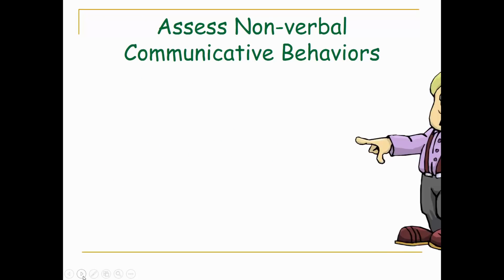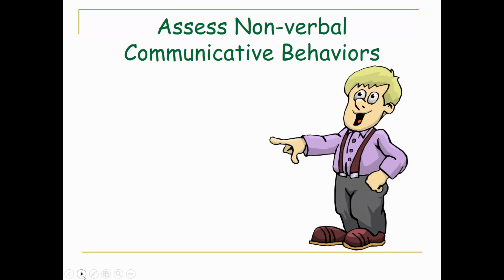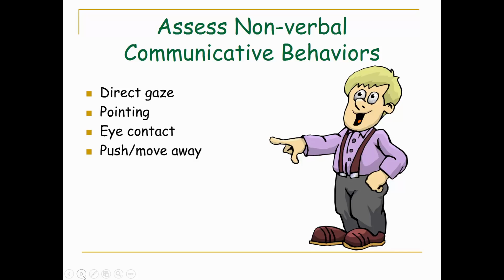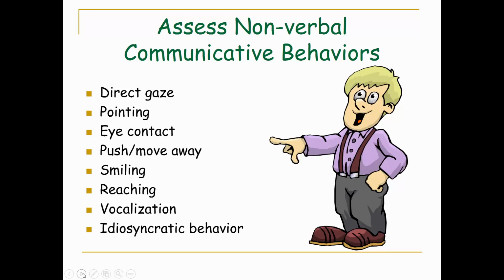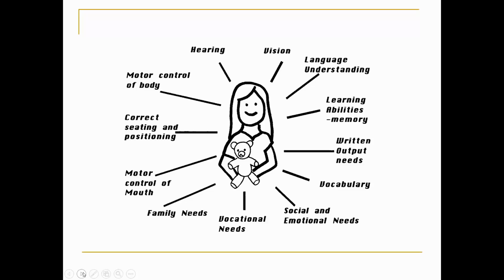The first thing you want to do is to assess the individual. So you want to look at what kind of nonverbal behaviors do they have? What kind of communicative behaviors are they already exhibiting? Are they looking, pointing? Do they have eye contact? Are they pushing things or moving things away or grabbing things or reaching for things? Do they smile? Do they frown? What kind of facial expressions do they have? So if you're looking for current vocalizations, you're already assessing the individual and you know what they have to start off with, and what kind of idiosyncratic or strange behaviors do they have that indicate that they're communicating.